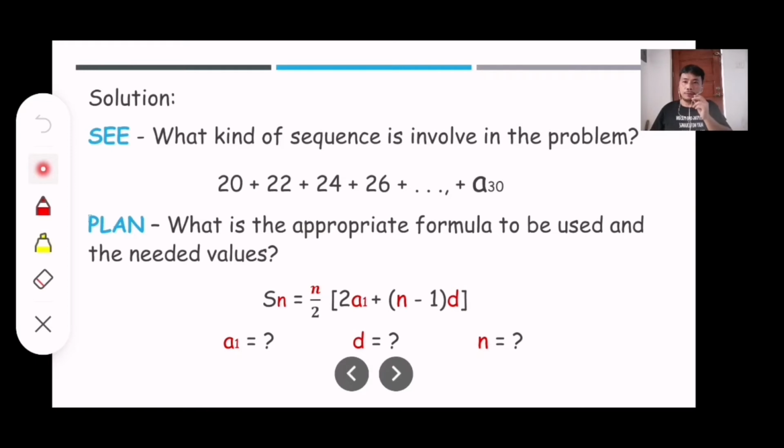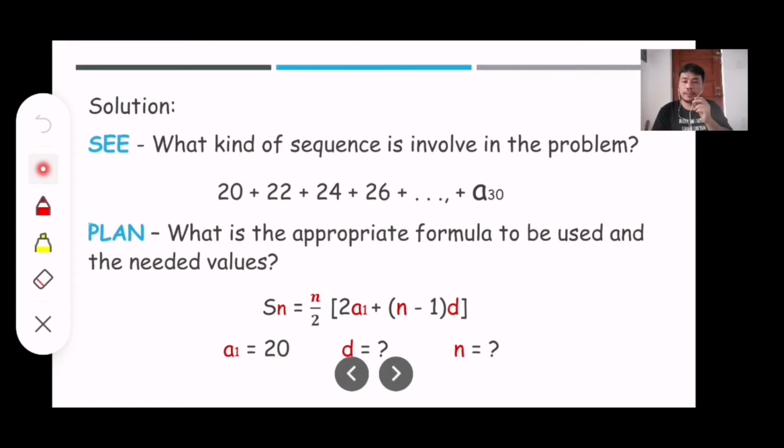Okay, so looking back at the sequence, we have the first term as 20. So to get the common difference, we need to subtract the second term by the first term. So 22 minus 20, that is 2. So the common difference is 2. And the number of terms involved is up to 30th row. So meaning, 30 ang value ni n.